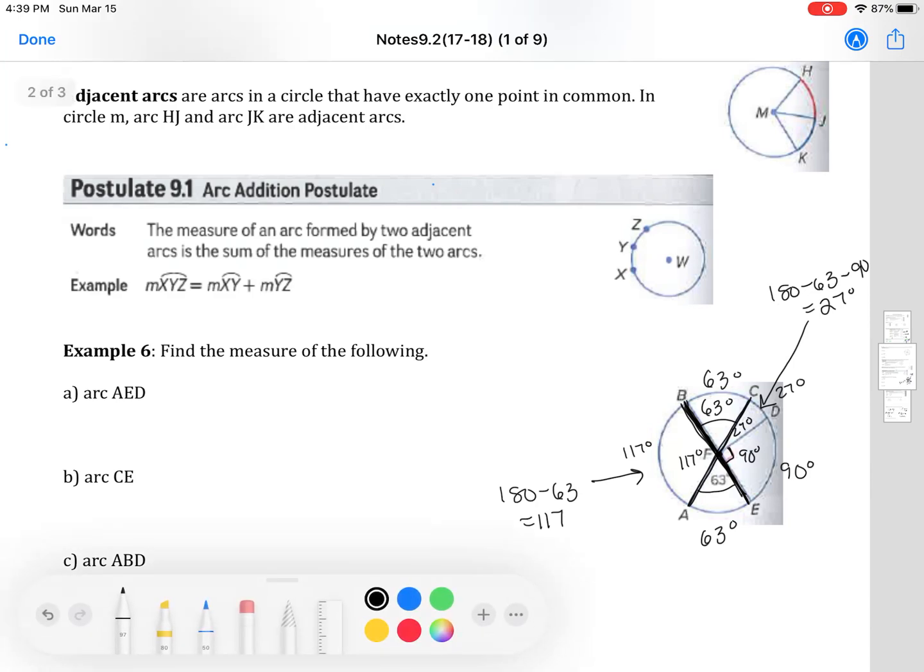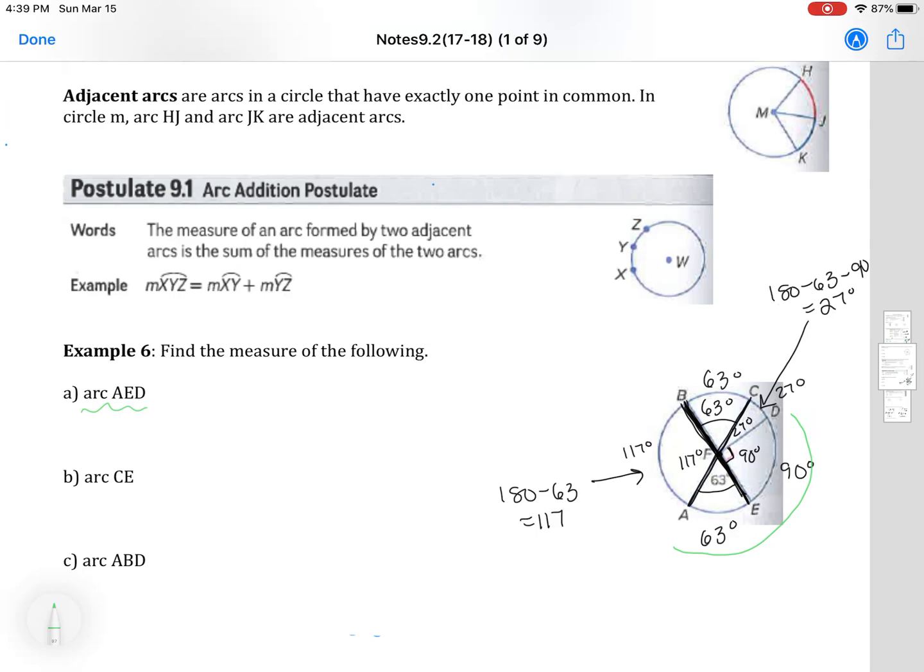And then given all that information, now you're able to actually find what's being asked. So if it says arc AED, well, we're going from A to E to D. That's made up of 63 and 90, which is 153. If I asked you to classify it, you would classify that as a minor arc.